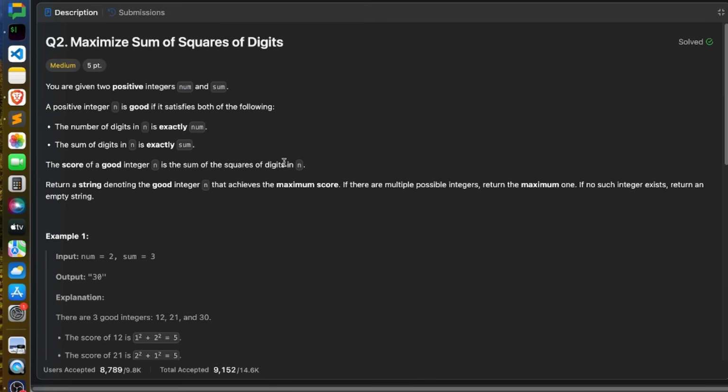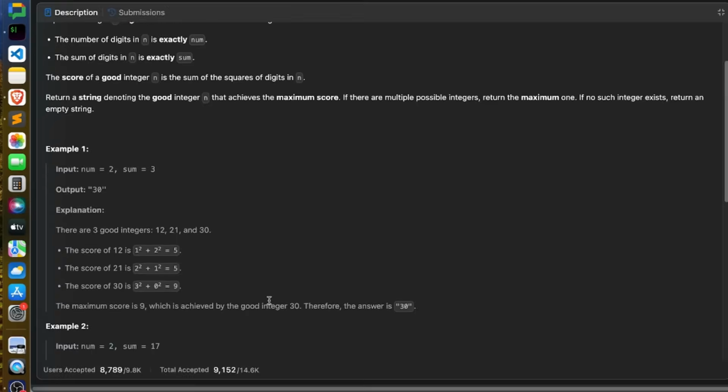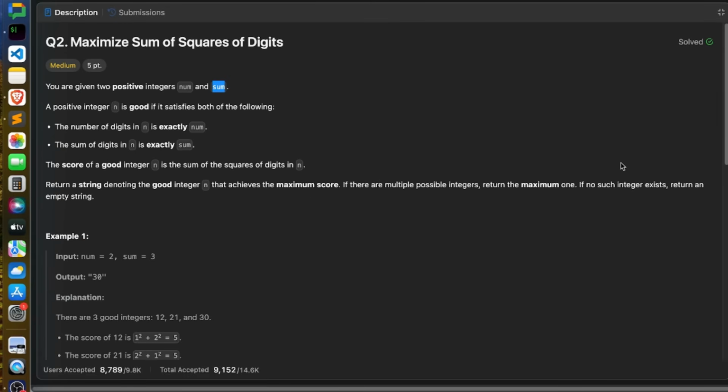So we have to return the good integer that achieves the maximum score by following these two conditions, right? The number of digits should be n, and the sum of digits should be exactly equal to sum. So yeah, this is an easy problem. Let's see how we can approach it.